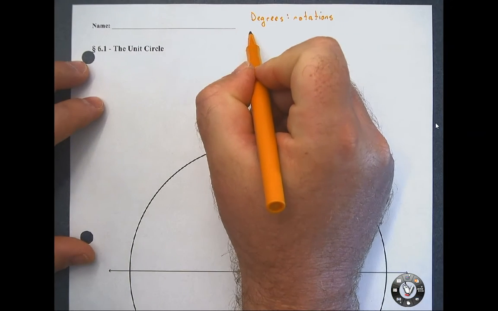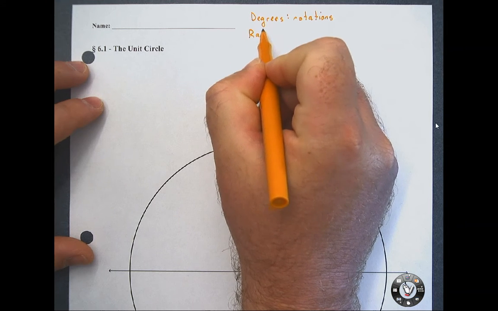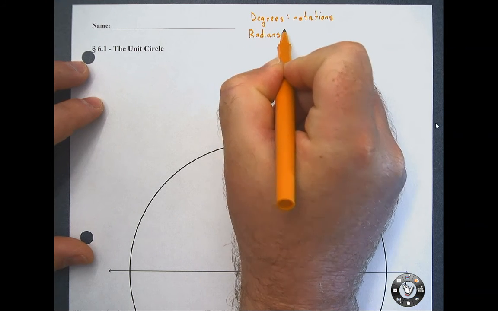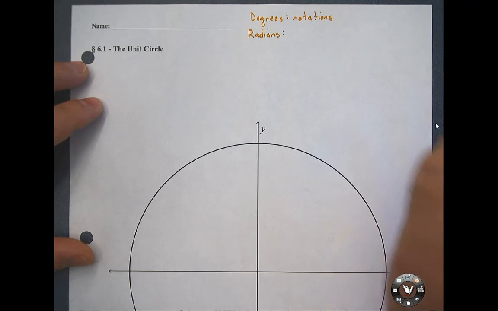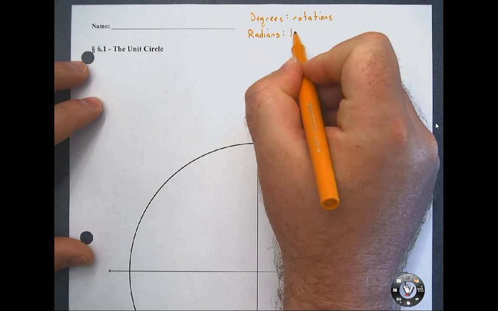There's another way to measure around the unit circle, and that's these things called radians. Radians are a measure of length.